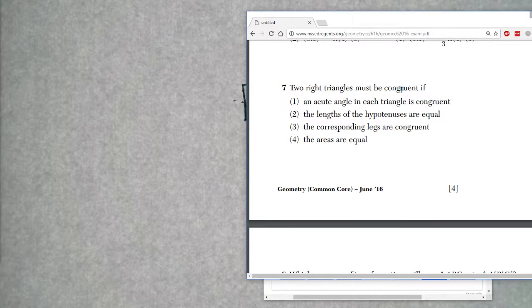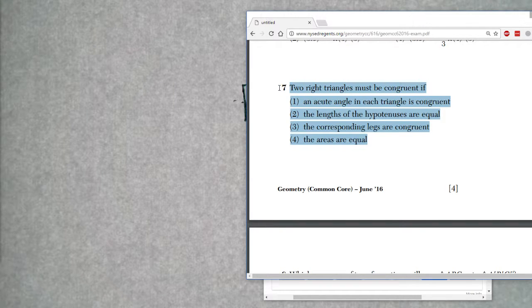Question number 7. Two right triangles must be congruent if an acute angle in each triangle is congruent, the lengths of the hypotenuses are equal, the corresponding legs are congruent, or the areas are equal. Now, this is a type of question that students will see, and they don't see a picture and they just kind of use their intuition.